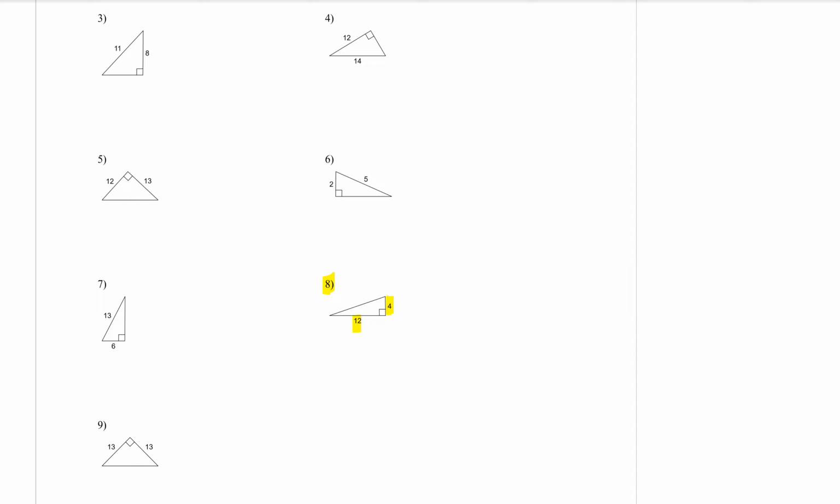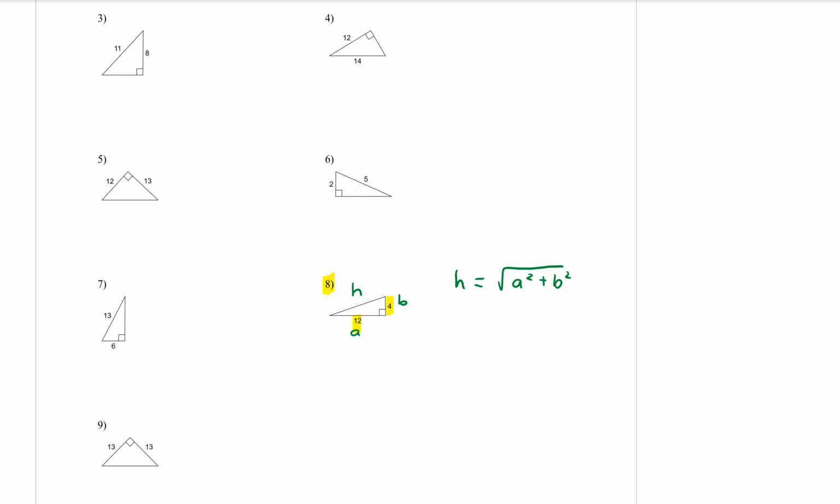I'm trying to find the hypotenuse. Write the formula down. H equals square root of a squared plus b squared. I'm finding the longest side. I'm going to put the h here. There it is. And these two are going to be the a and the b. It does not matter which one is which.